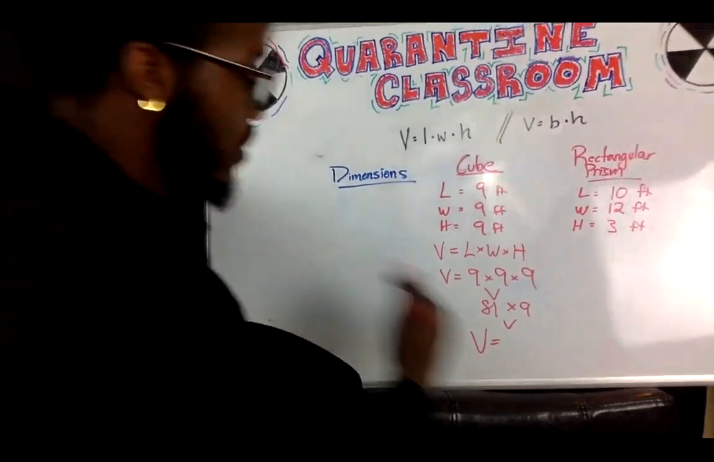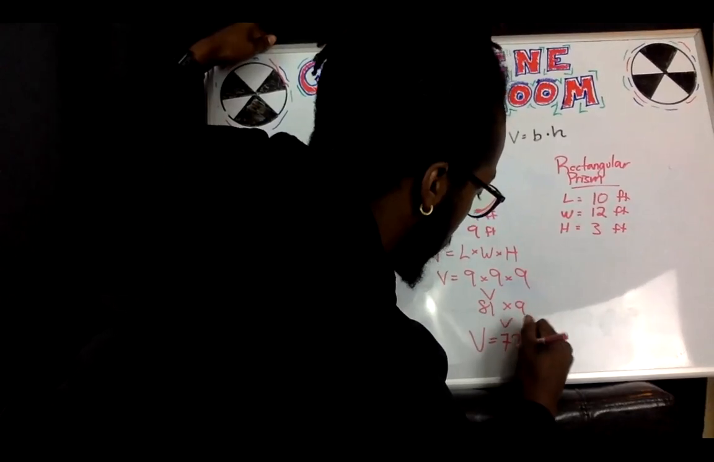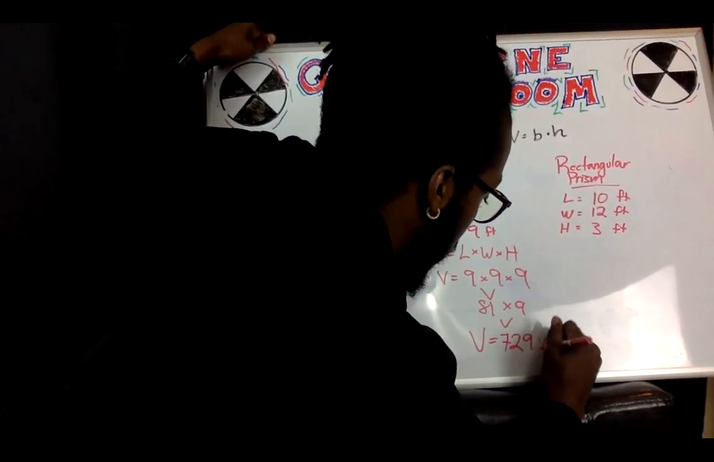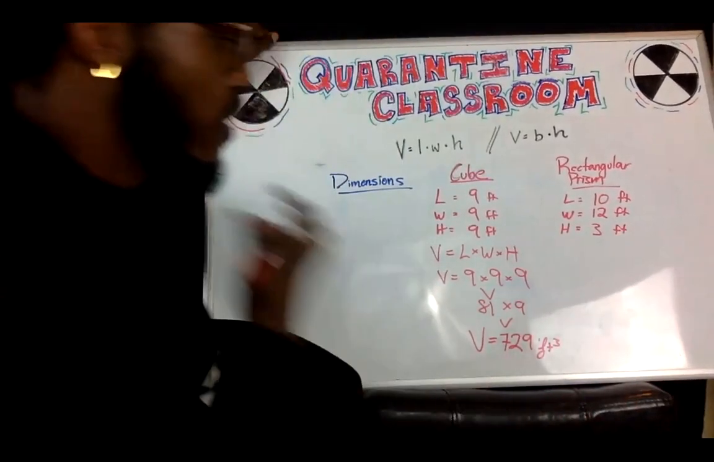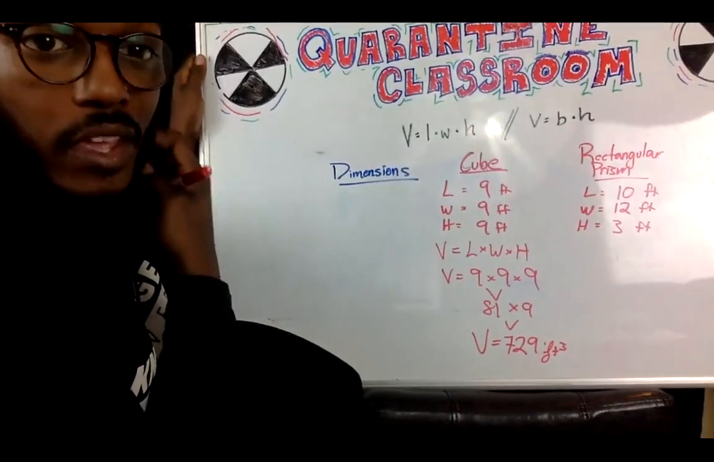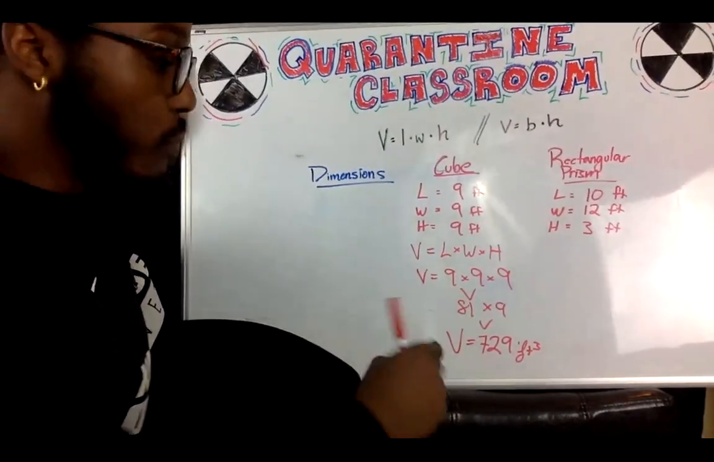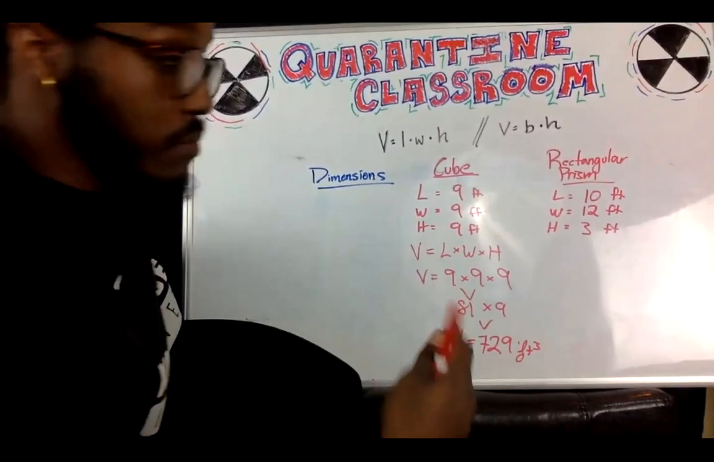That would be 729. So the cube is 729 cubic feet. And then we'll do the exact same thing for the rectangular prism. And when we get the volume for that one too, we'll just add them together.